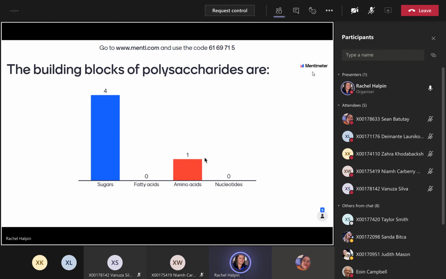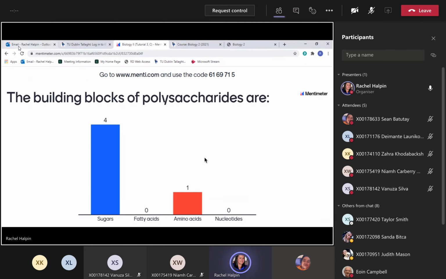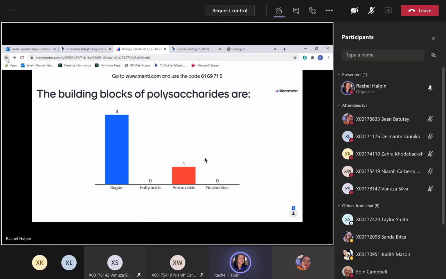Okay, so whoever selected amino acids, that's incorrect. Amino acids are the building blocks of proteins. Nucleotides are the building blocks of your nucleic acids, and fatty acids are the building blocks of lipids, etc. So sugars is the correct answer. Moving on to the next question.